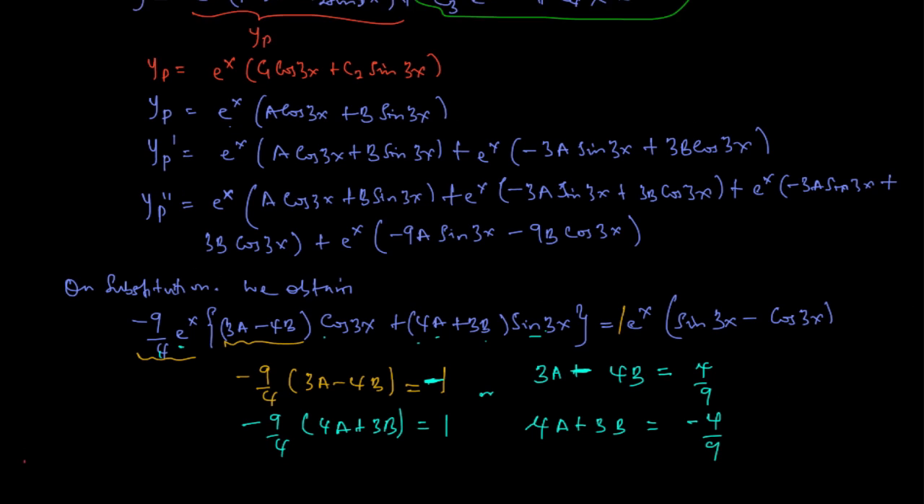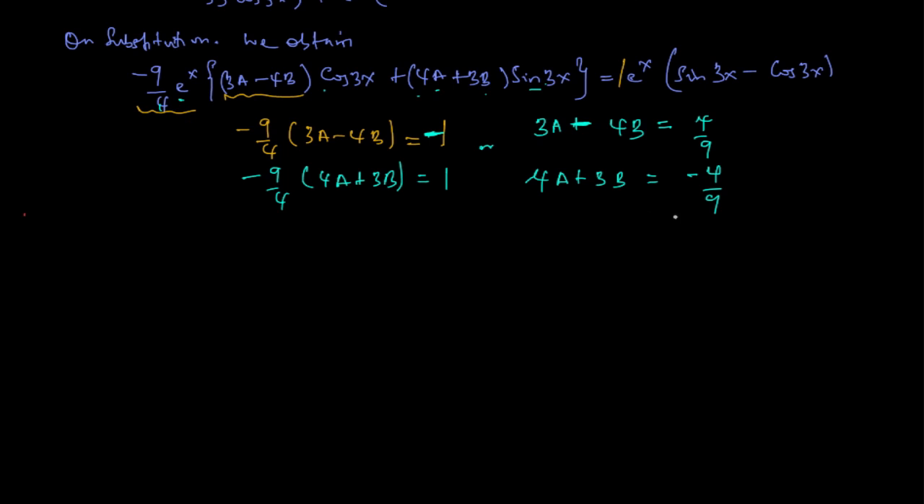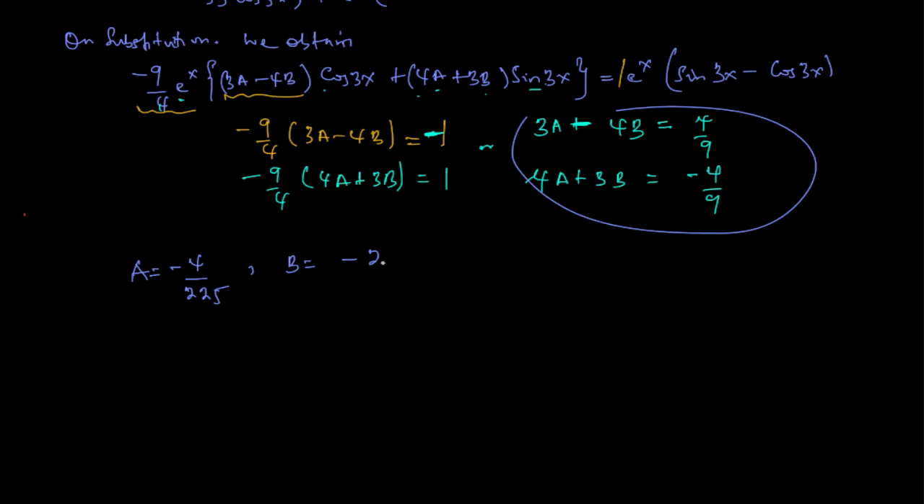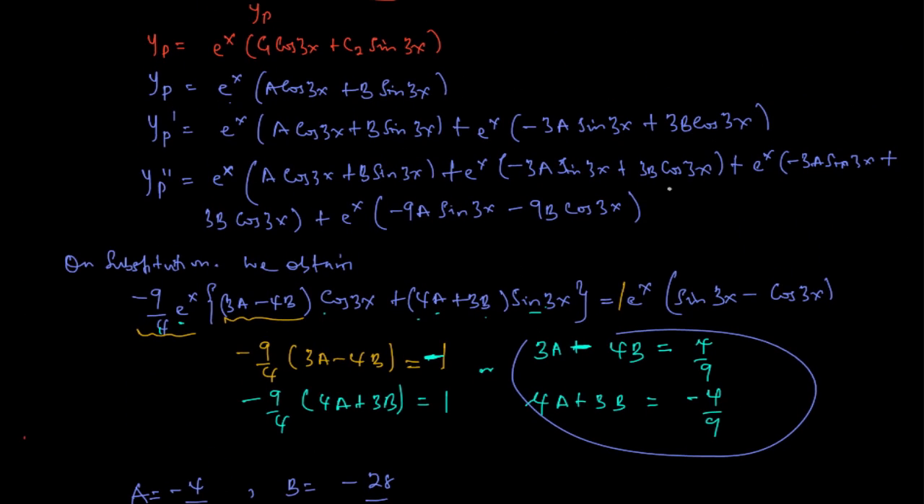So when we solve the simultaneous equations that we have here, what we have for our a equals minus 4 all over 225, and our b equals minus 28 all over 225. You could just punch your calculator to confirm these answers. So we now have a value for a and a value for b, and this is our yp now. So we make a substitution immediately.